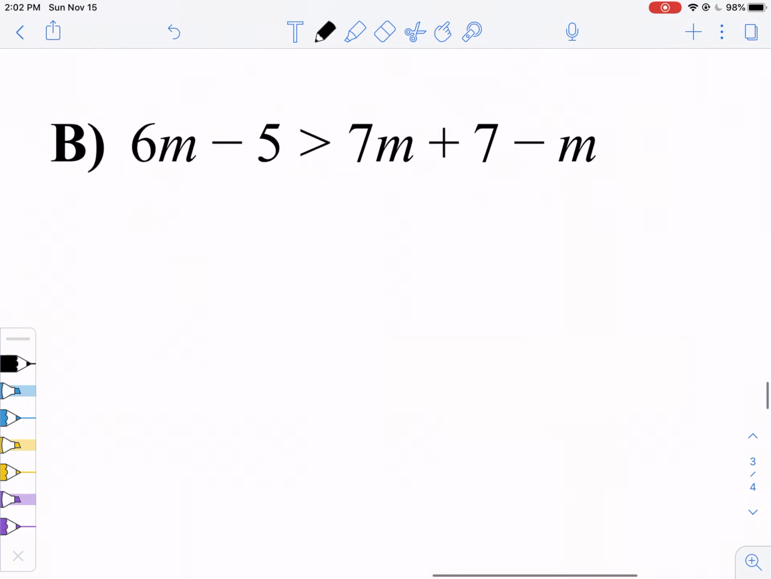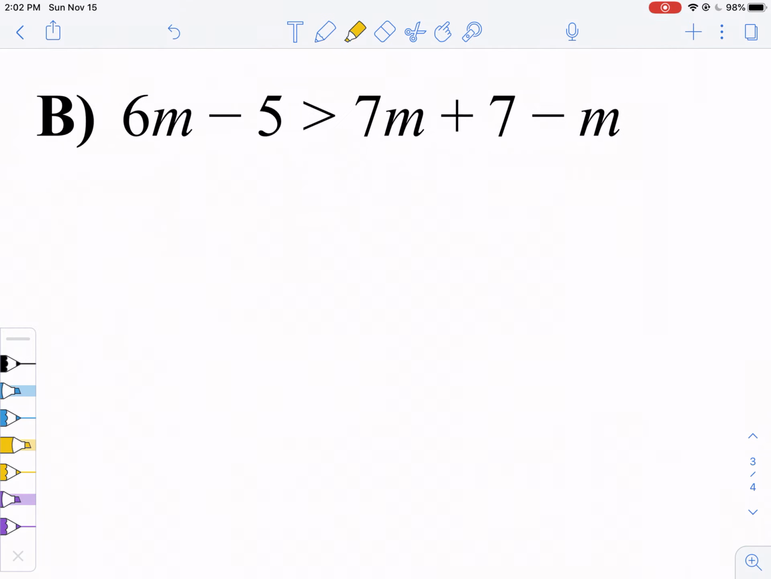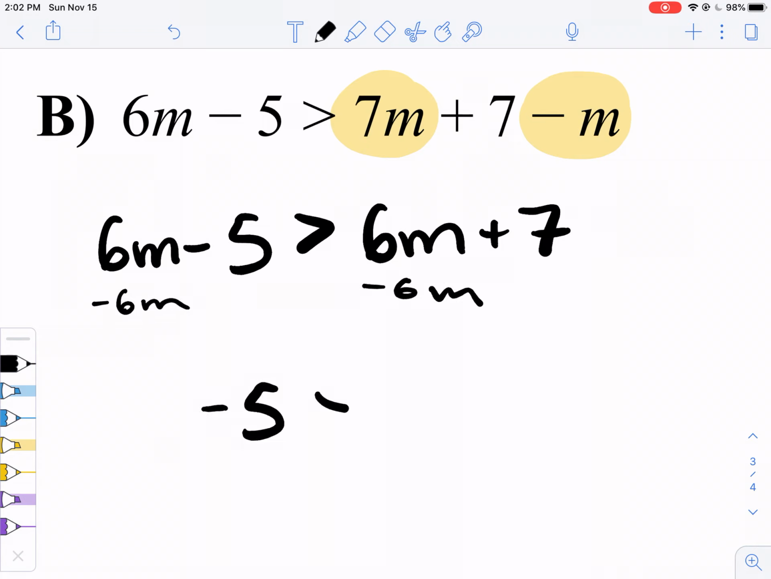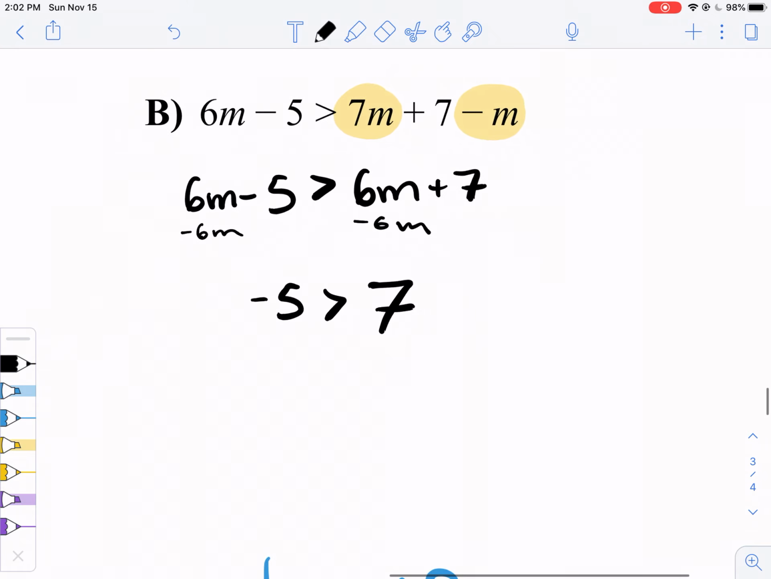Let's check out this one. What will happen over here? Well, first I'm noticing that we have two like terms over here, so I need to combine those real quick. 7m minus m is 6m. So we have 6m plus 7, 6m minus 5. You guys, what if we subtracted 6m from both sides? Shoot, we're left with negative 5 is greater than 7. And that's a lie. That's false.